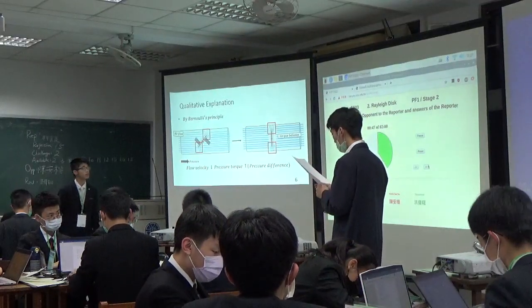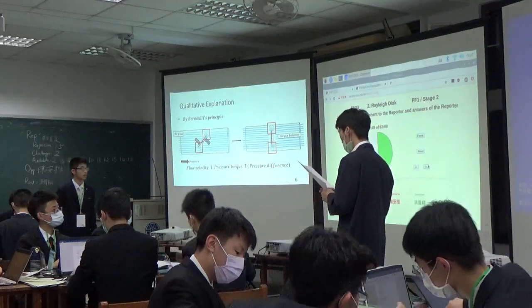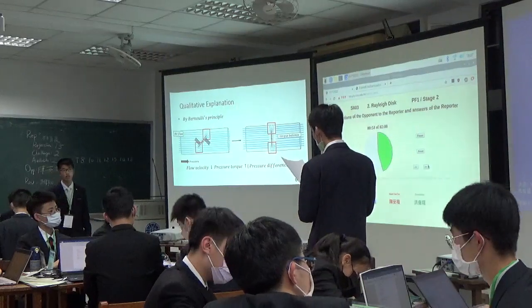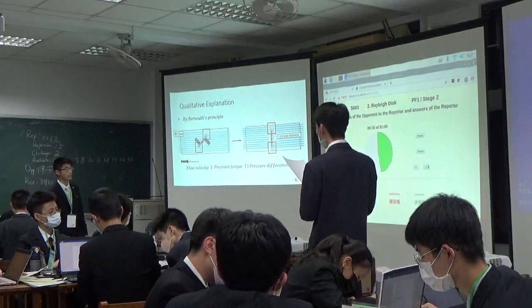So will the geometry of the disk affect the experiment? I think it will affect. And do you calculate the Reynolds number for your experiment? I didn't get it. Okay.